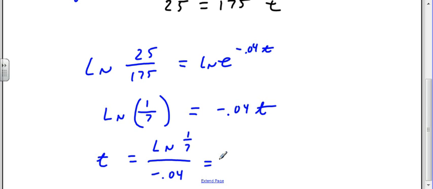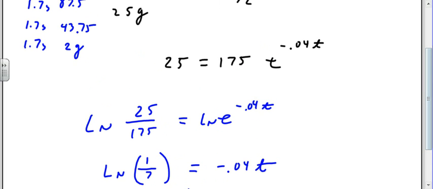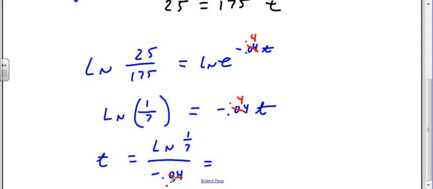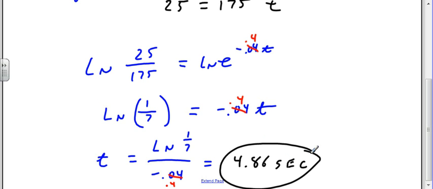Okay, well that would explain it. All right, so we'll go back and change this to a 0.4, that to a 0.4, this to a 0.4, and we'll divide by 0.4. All right, log 1 divided by 7 divided by 0.4, and we end up with 4.86 seconds. 4.86 seconds, and we're expecting some number less than 5.1, so that's perfectly okay. We're happy with that number.